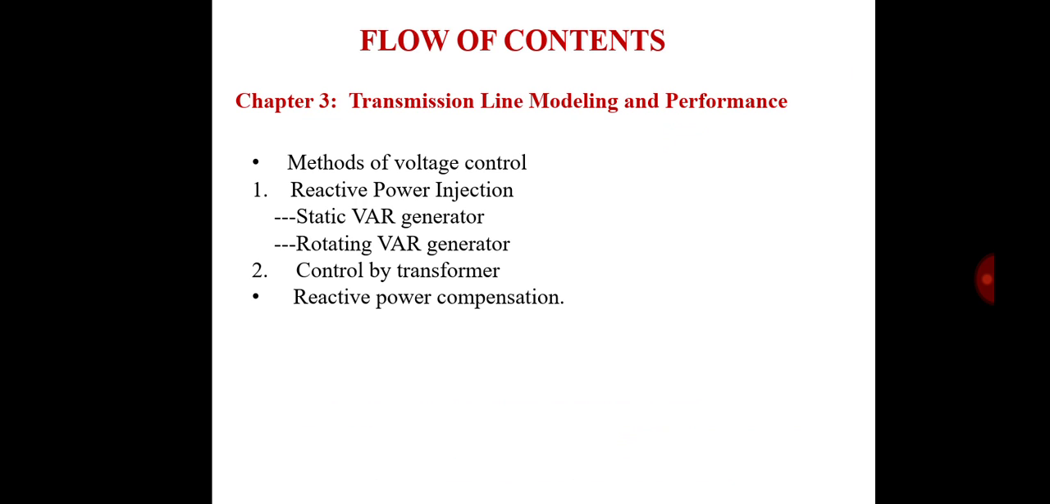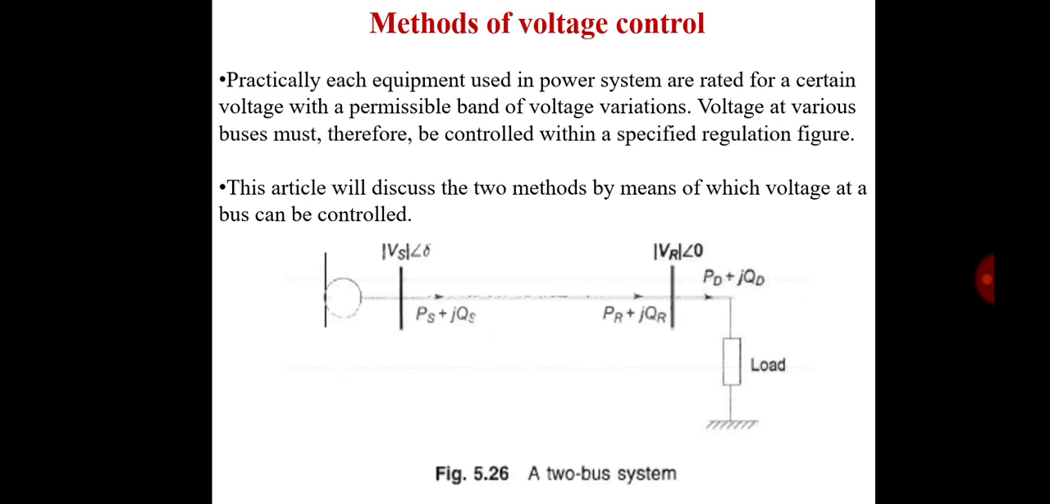Today we learn about chapter number 3, Transmission Line Modeling and Performance, and in this chapter we learn methods of voltage control. In this method: reactive power injection, static var generator, rotating var generator, control by transformer, and reactive power compensation. Method of voltage control.